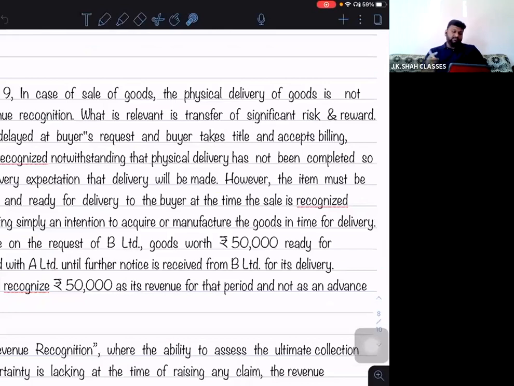Point number 5. Now what it says, as per AS 9, in case of sale of goods, the physical delivery is not important. Just a minute. Yes, madam.